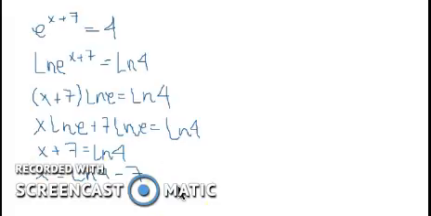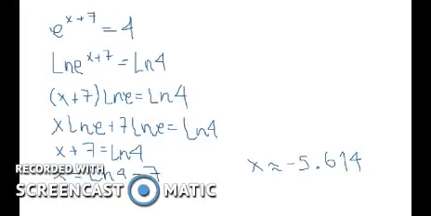The problem states that we have to express the solution set in terms of natural logarithms and as a decimal rounded to 3 decimal places. So I'm just going to type this on the calculator. The calculator gave me this value, and as you can see, this and this can both be our answers.